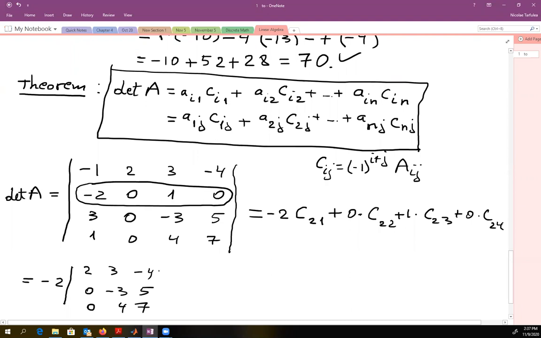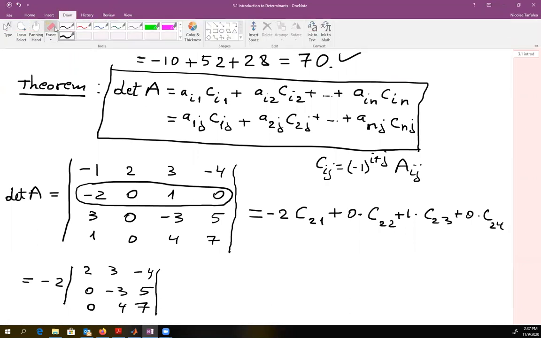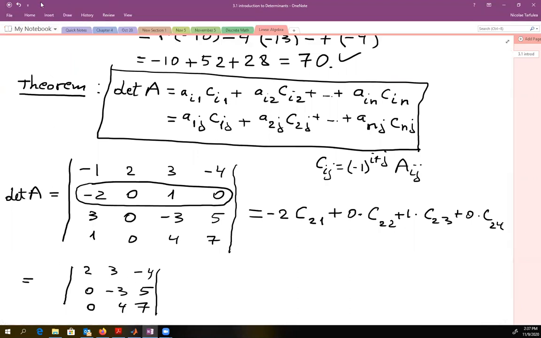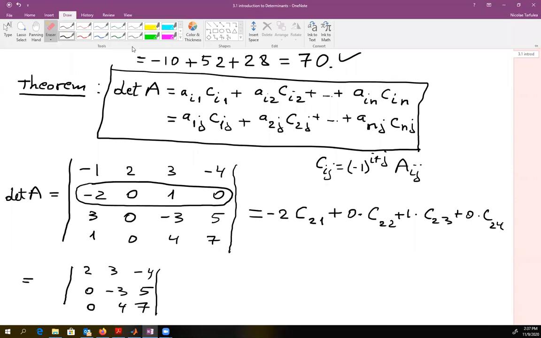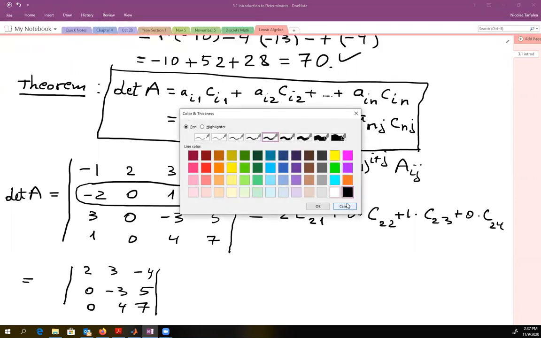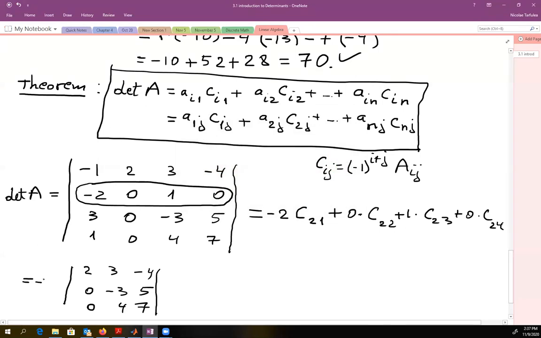I forgot something, right? What did I forget? -1 to the 1 plus 2. That's not negligible. So I should have written it here. I'm going to insert it in that place. All right. So this is -2, in fact, multiplied by -1 to the i plus j. In our case, i is the second row, right? It's 2 plus 1.